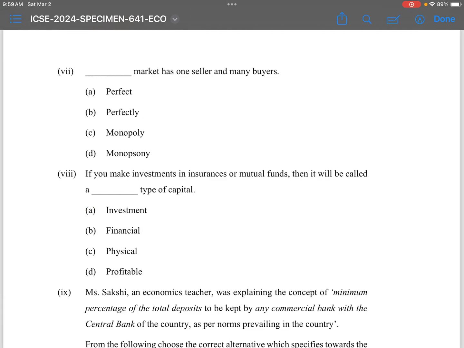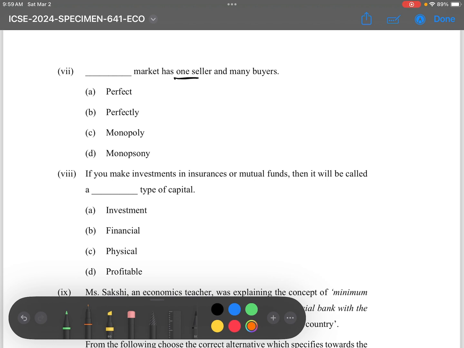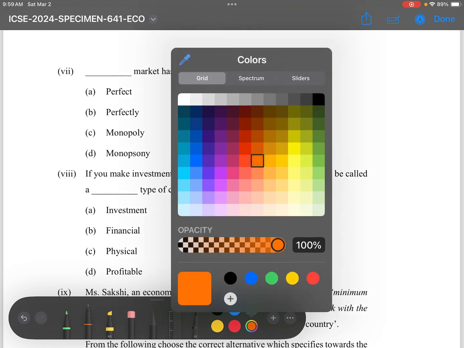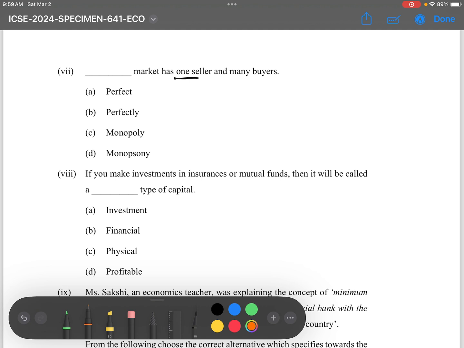Okay, now let's discuss the seventh question. Seventh question is that dash market has one seller and many buyers. Now, when you are talking about one seller and many buyers, this is a case of monopoly. We know that in case of monopoly, there is one seller and many buyers. For example, railways in India, you have government as the seller. So when you are doing different market structures, please make sure that you are learning all the different types of markets, their definitions and features very well.